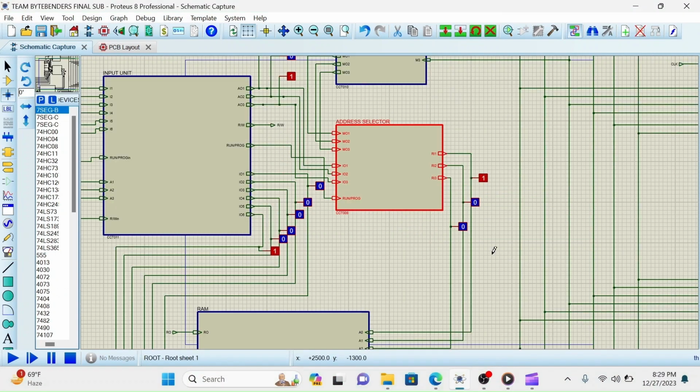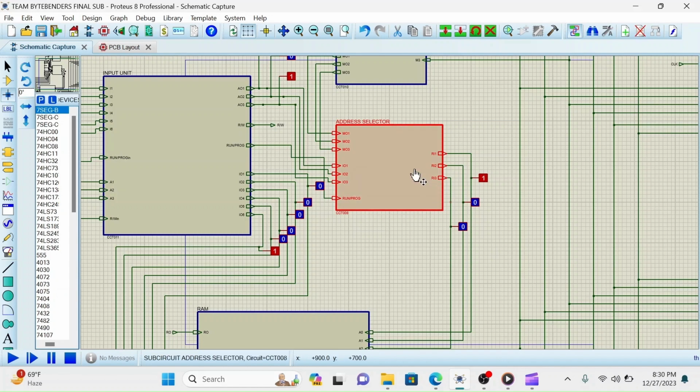I'm going to explain the address selector of our 6-bit computer. It is a selector module that selects the addresses from MAR and the input unit. Basically, it selects either the addresses from MAR or the input unit depending on which mode we have kept our system. If we kept the system in run mode, it will select the addresses from the MAR. If we kept our system in programming mode or prog mode, it will select the addresses from the input unit. Basically, it will select the addresses we are giving as input.